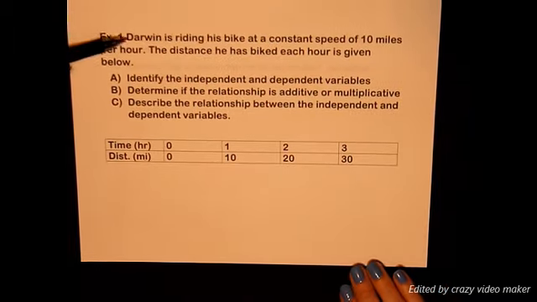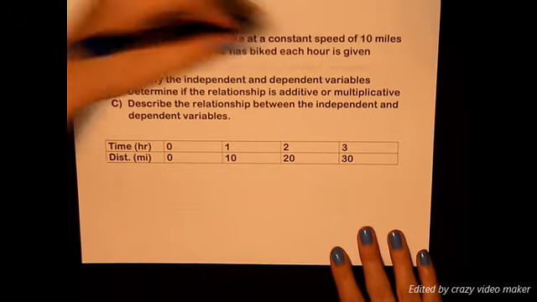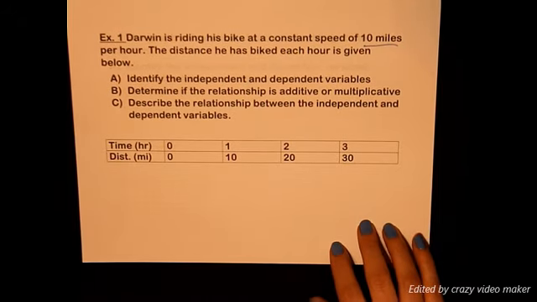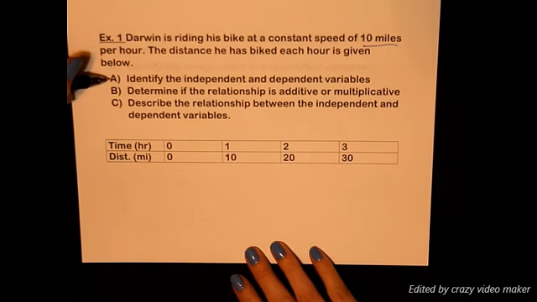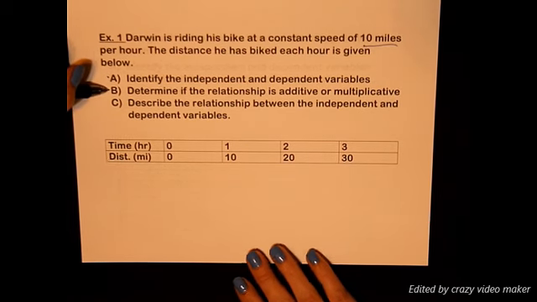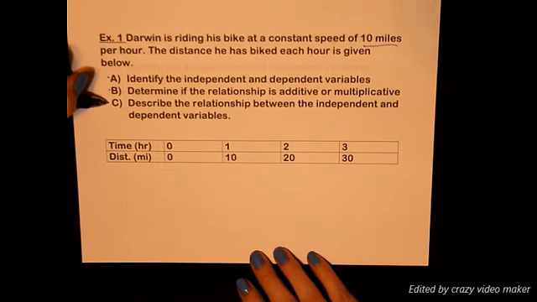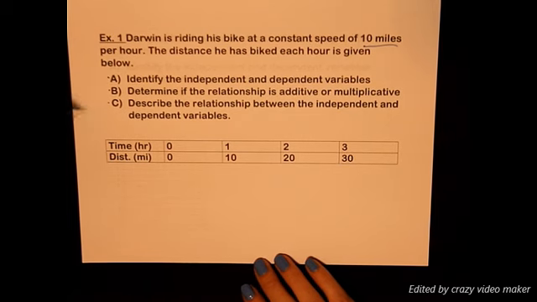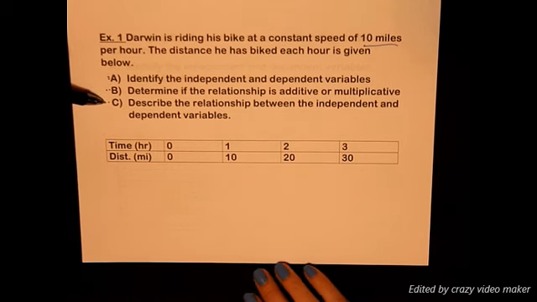So example 1, Darwin is riding his bike at a constant speed of 10 miles per hour. The distance he has biked each hour is given below. And they want us to identify the independent and dependent variables, then determine if the relationship is additive or multiplicative, and then describe the relationship between the independent and dependent variables. So we're determining what the variables are, telling if it's adding or multiplying each time, and then giving the rule, so finding that equation that describes it.